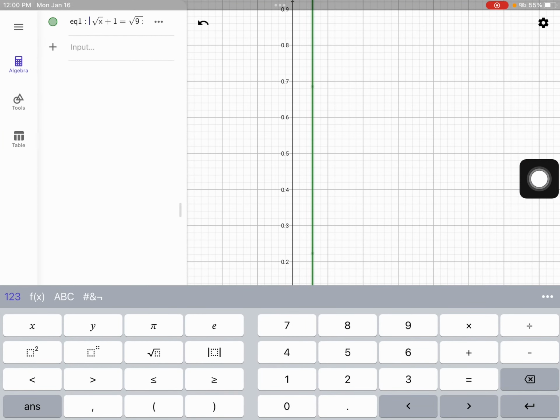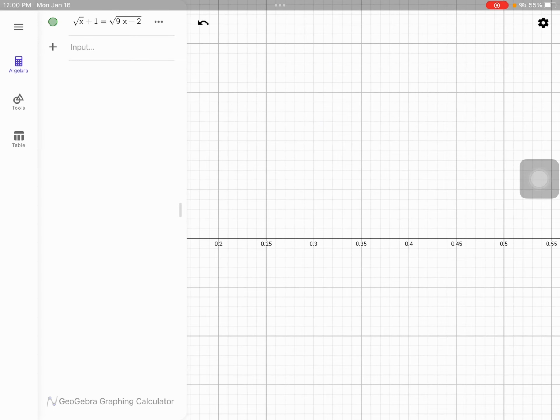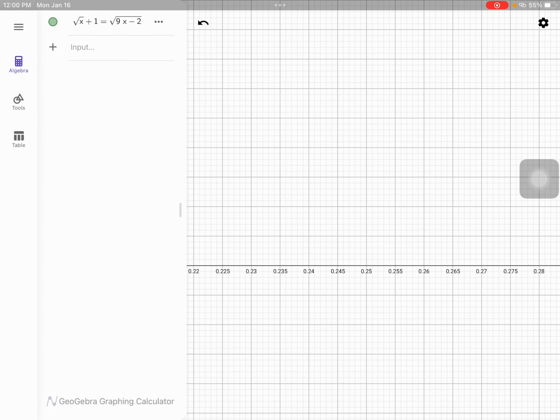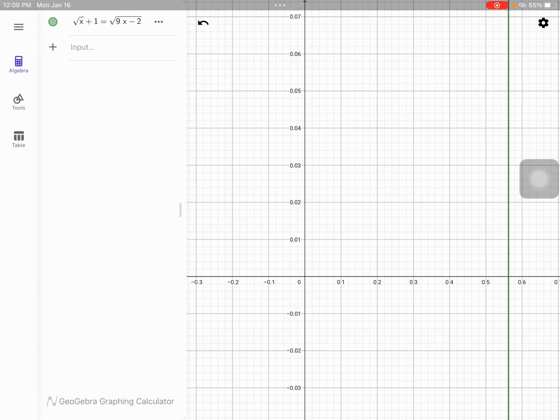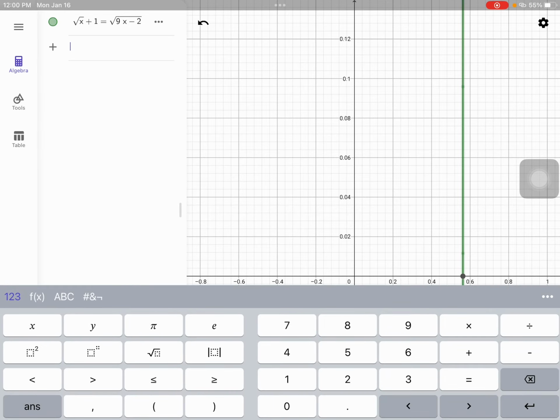GeoGebra. If I just type in the values here, the square root of x plus 1 is equal to the square root of 9x minus 2, I get a straight line. And that's at 9/16. And I don't see one at a quarter. That's funny. All right, well, not sure why that is.